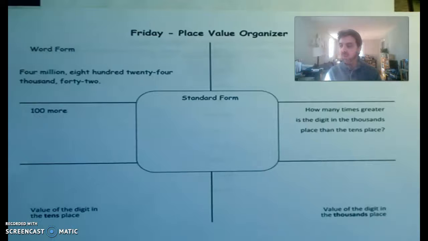Friday, place value organizer. You're probably tired of it, I get it, but guess what? Last day of place value organizer, okay, for a while. So let's do a good job here. Where's our number? There it is.